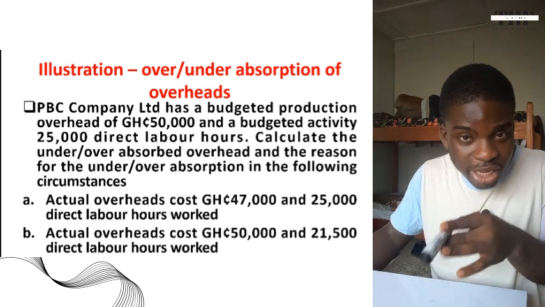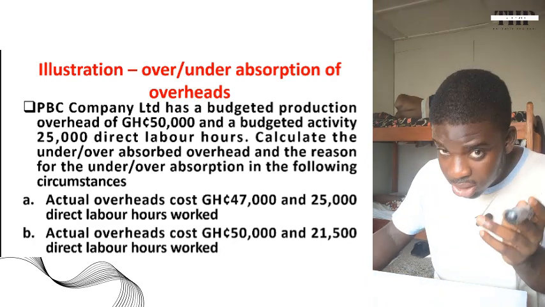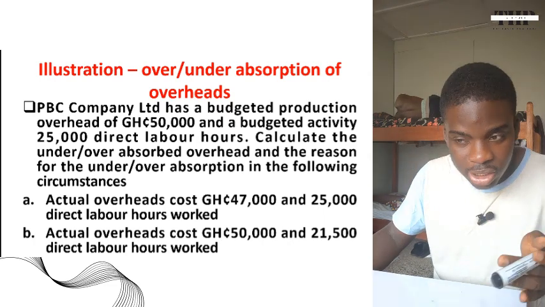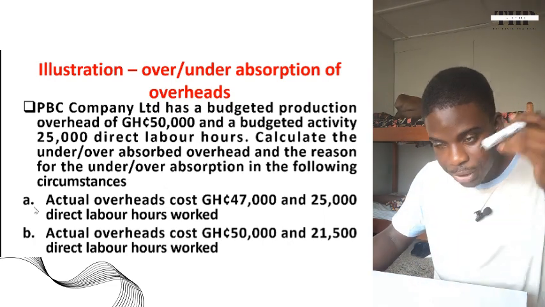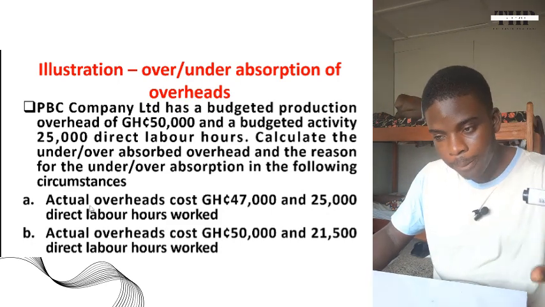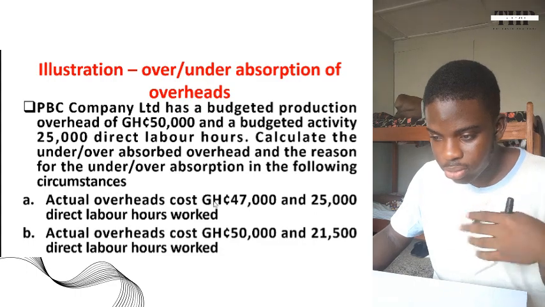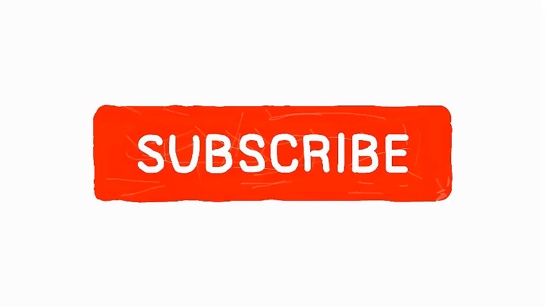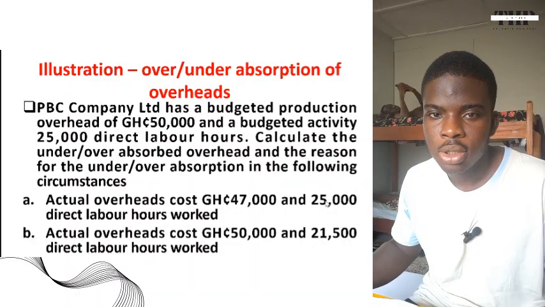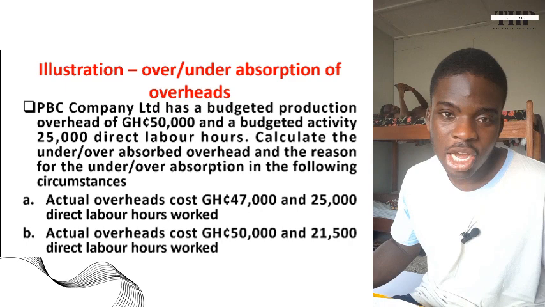You realize that when you solve the A, you got 3,000. 5,000 minus 27,000 is what? 3,000. So you just make that comparison again. Which one is greater? The budgeted was greater than the actual. So it is an absorption, right? So just be making the analysis. Yeah, so that's it for the over and under absorption, right?